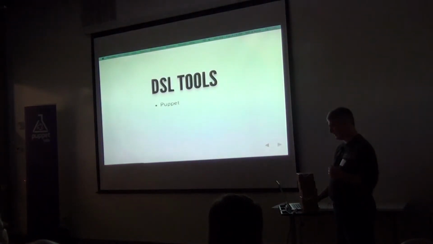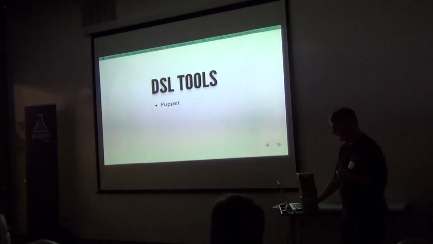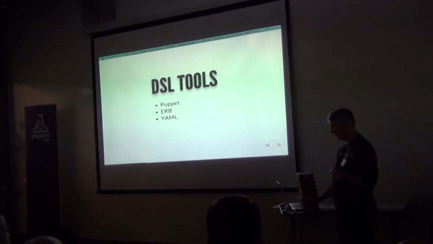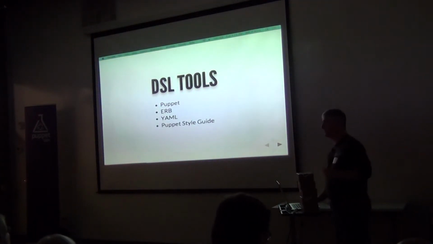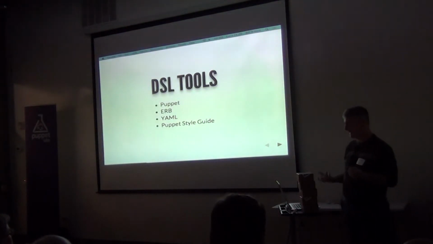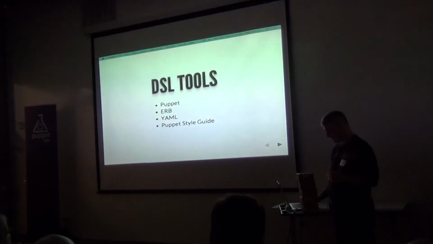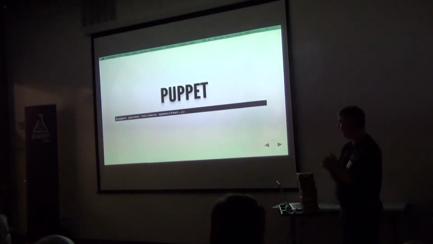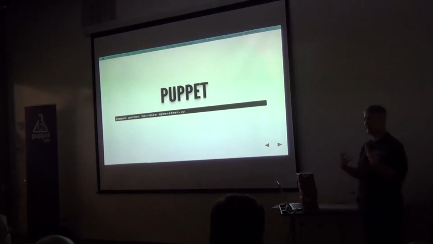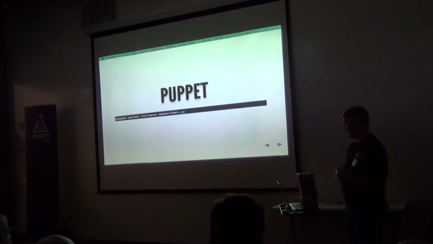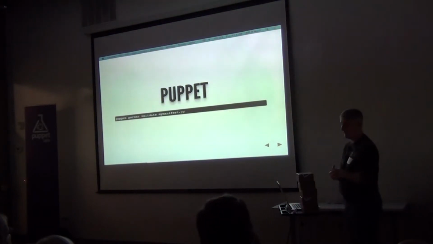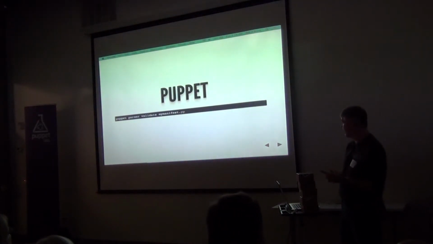Okay, so DSL tools, very first one is Puppet. Also within Puppet, you have ERB, YAML, and then the Puppet style guide. It's not really a DSL tool, but there are some tools that help you implement the Puppet style guide. All right, so with Puppet, you're writing your manifests and you want to check the syntax of it. Puppet has a tool built in for it. You just run puppet parser validate, the name of your manifest or Puppet file, and it'll tell you if it's syntactically correct or not.